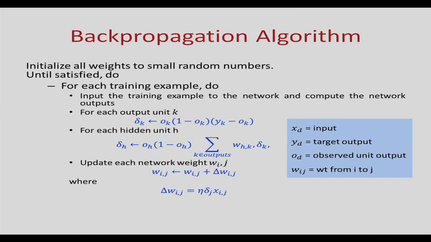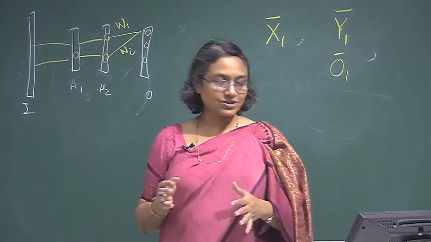Then you go to the previous hidden layer. For each hidden unit h, you compute delta h equal to Oh times (1 minus Oh) times the sigma over Whk delta k for all k which are in the outputs. After that you update each network weight Wij as Wij plus delta Wij, where delta Wij is minus eta delta j Xij, as we have already seen. So, this is the back propagation algorithm.